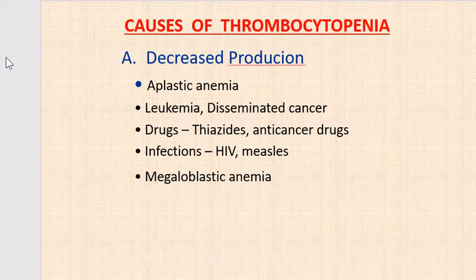Similarly, in leukemias or in disseminated cancer, the blast cells or the cancer cells go on increasing in the bone marrow, and the normal cells of the bone marrow go on decreasing, until a time comes when it leads to a very much decreased number of platelets in the peripheral circulation. Next is drugs. Some drugs like thiazides and anti-cancer drugs affect the bone marrow and decrease the number of platelets in the peripheral circulation. Some infections like HIV and measles decrease the production of platelets in the bone marrow. And similarly, in megaloblastic anemia, production of all types of cells in the bone marrow is decreased.